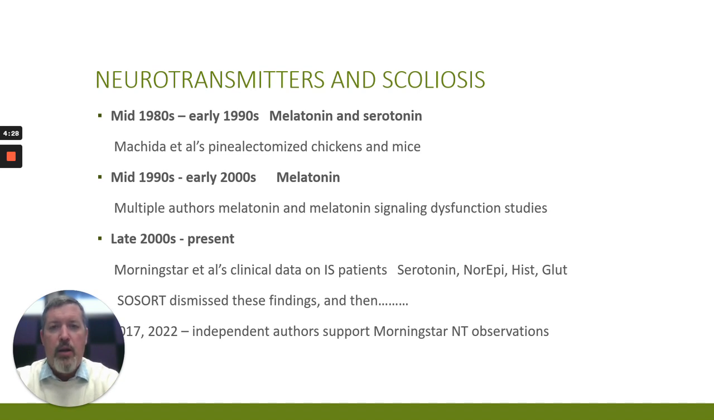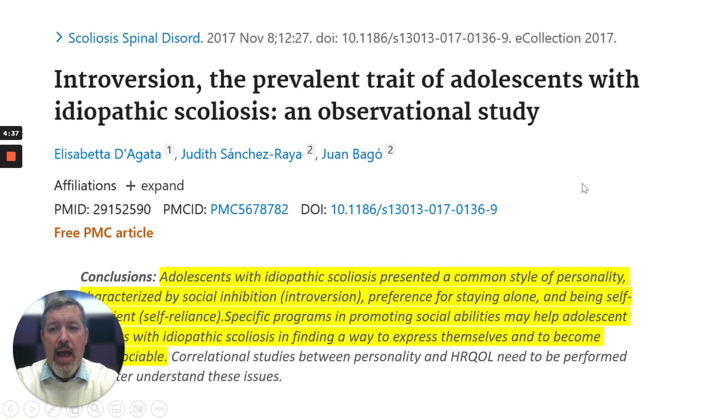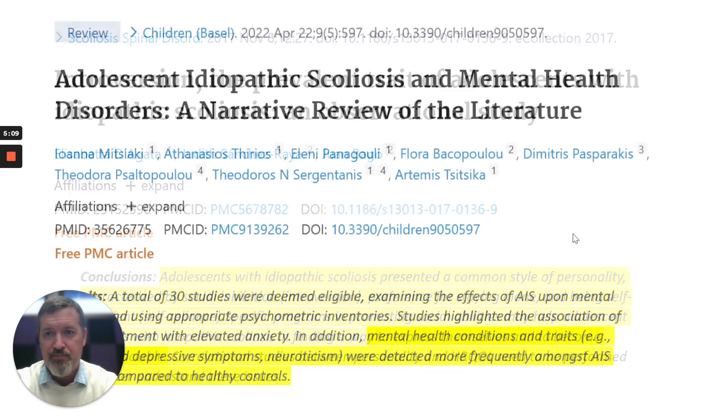But lo and behold, there were a couple of studies done, not by me, that went back and said, actually, adolescents with idiopathic scoliosis show that they're introverted, they prefer staying alone, and they are self-reliant, meaning they don't like to rely on or be around other people. Well, to me, tomato, tomato: you say I'm introverted and I don't like being around people and I don't like interacting with people, I say depression. This study was done back in 2017, published in the SoSource Journal 5 years after I initially made this claim.